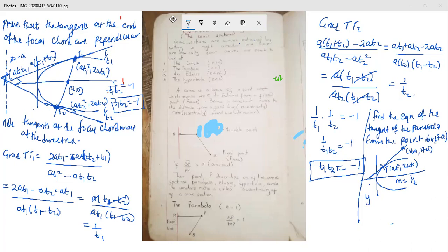So (y minus 17a) over (x minus 16a) is equal to 1 over t. And the answer will be yt minus 17at is equal to x minus 16a. That is the answer. That is how far you can handle such a problem.